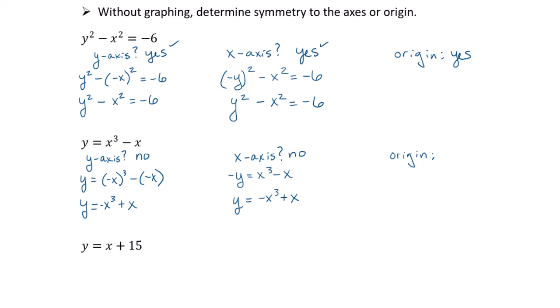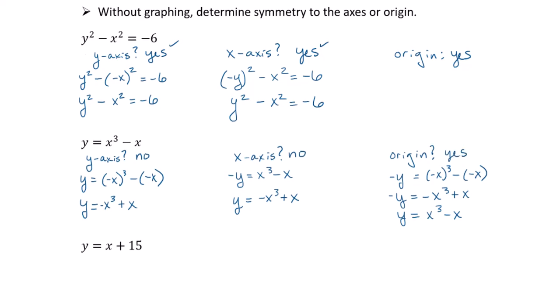So let's try this. I'm going to put in a negative y for my y. I'm going to put in a negative x for my x. We're doing those at the same time. And so I have negative y equals negative x cubed plus x. This means y equals x cubed minus x. If I multiply both sides by negative 1 to solve for positive y, lo and behold, I have the same equation that I started with. So we do have origin symmetry here.